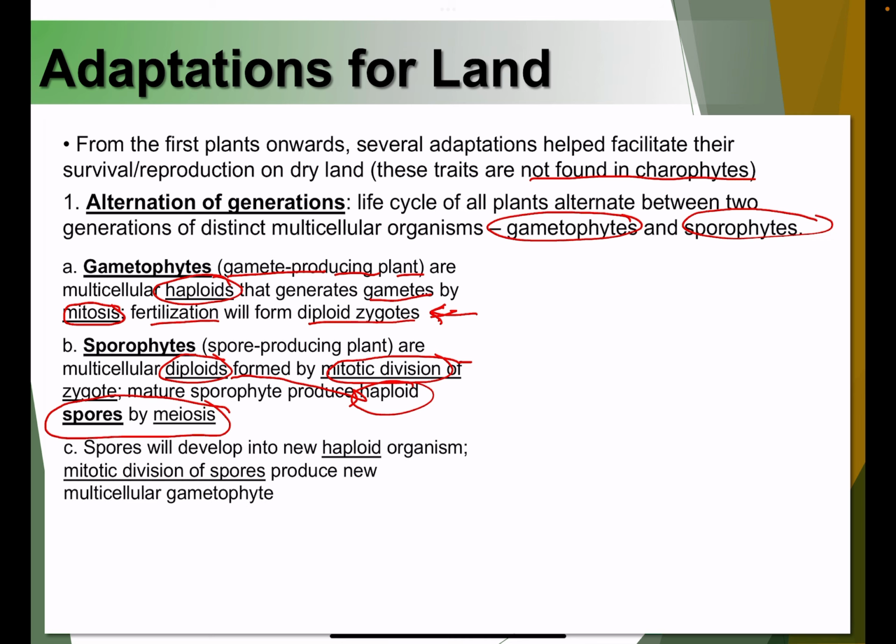And spores will actually develop into a new haploid organism. Again, that is something different from what we see in humans or animals. And then mitotic division of the spores will produce new multicellular gametophytes. And then we do it all over again back to gametophytes. This is how we get gametophytes that are haploid. It's from spores that have developed into the new organism.